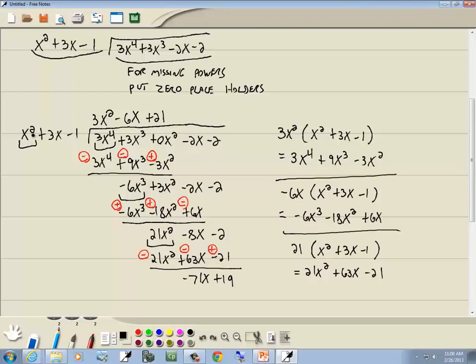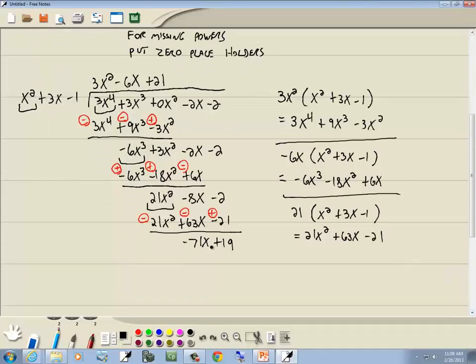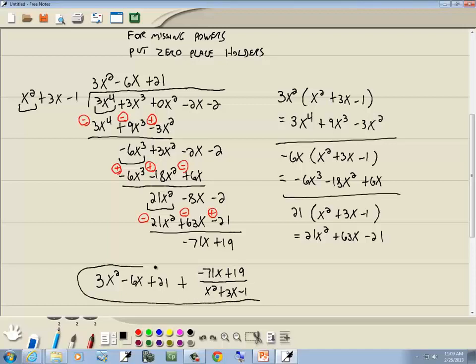Now, the degree of the divisor was 2. Degree is the largest power of x. The degree of this is 1. Since the degree of this is now less, this is our remainder. So we'll take the 3x squared minus 6x plus 21, and we're going to put our remainder over what we're dividing by: negative 71x plus 19 over x squared plus 3x minus 1. And assuming no basic math error, that would be our answer. Sometimes I add and subtract wrong or multiply wrong.